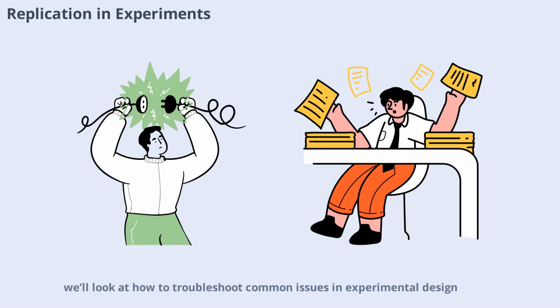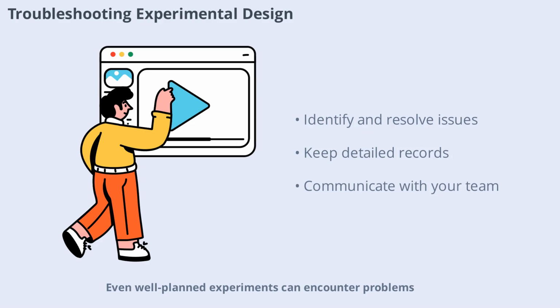Next, we'll look at how to troubleshoot common issues in experimental design. Even well-planned experiments can encounter problems. Common issues include unexpected results, equipment malfunctions, or data inconsistencies. Troubleshooting involves identifying the source of the problem and making necessary adjustments. Keeping detailed records and maintaining open communication with your team can help resolve issues quickly.